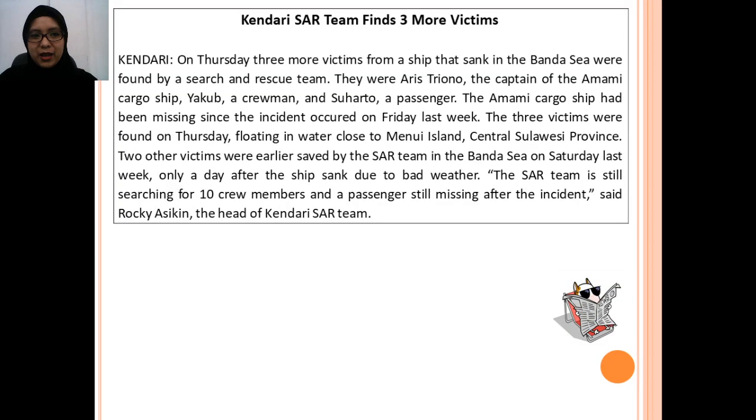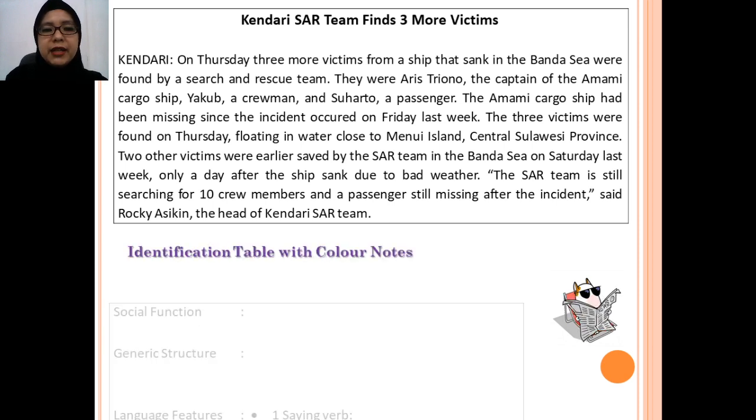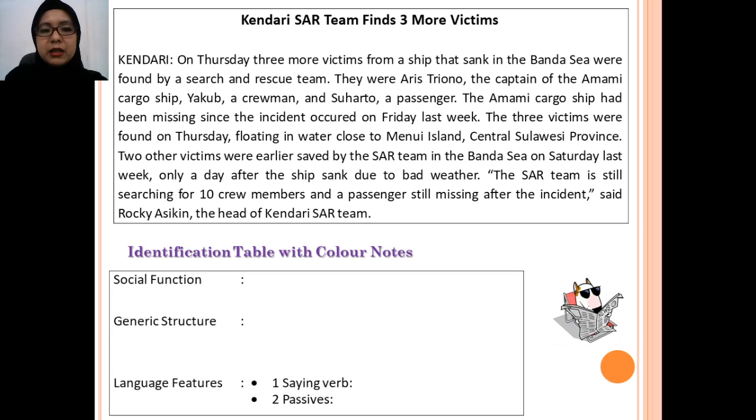Nah, ini practice yang terakhir ya. Okay, for your last practice, before you do that, I would like to show you how it should be done. So this is the text. This one is from the previous example, and you're going to complete the identification table with color notes, of course. Please pay attention to how this table is completed.